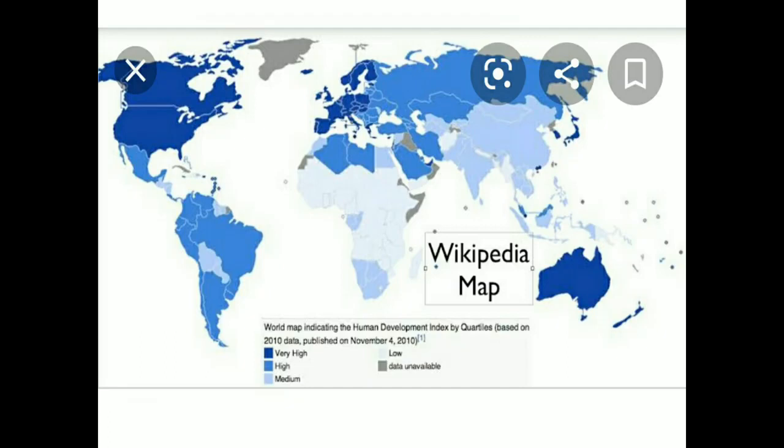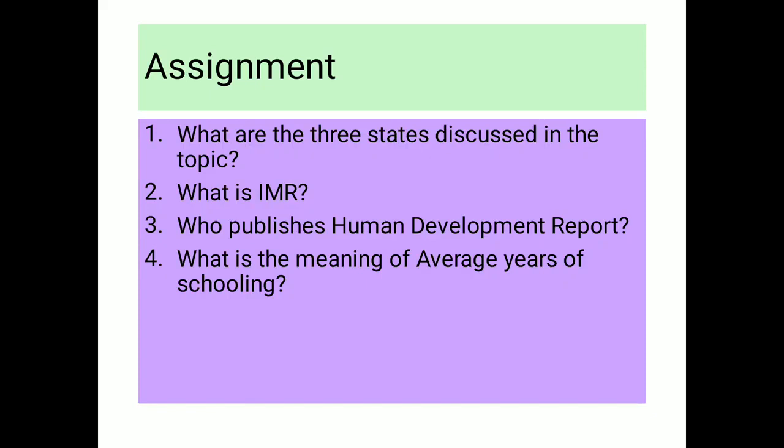Let us go for the assignment of today. What are the 3 states discussed in the topic today? We have discussed 3 states of India, and you should write those 3 states here. What is IMR, that is, infant mortality rate? What comes under that, you should write there. Third, who publishes the Human Development Report? Write that organization's name. What is the meaning of average years of schooling? If you see the pictures and the table I have kept, you can get those answers.